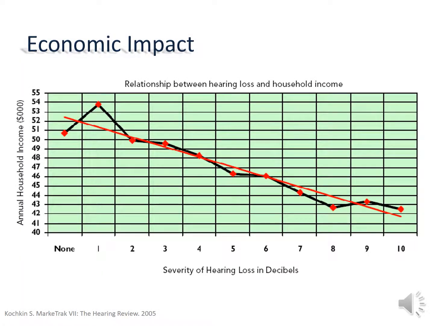Then there's an economic impact. You notice on this chart, going across from top to bottom, that's someone's annual household income, and then the degree of hearing loss is at the bottom, going from 1 to 10. Notice that the more severe someone's hearing loss is, over a lifetime, the lower their annual household income is.